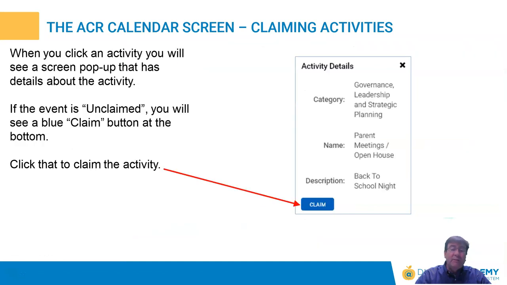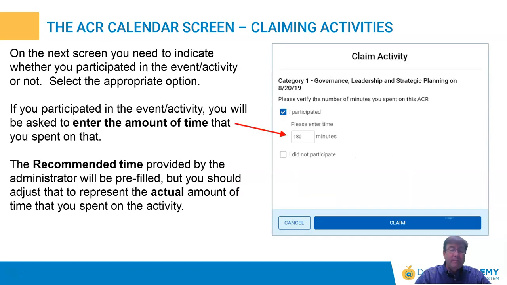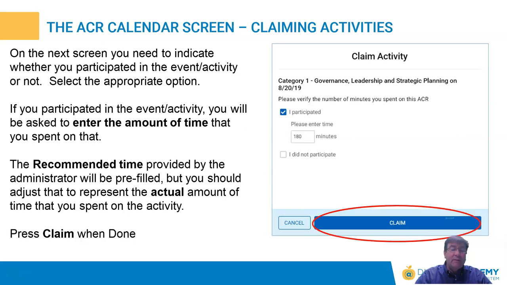To claim an activity, click on an unclaimed activity. You'll see a details screen pop up, and then you'll see a claim button. Go ahead and click the claim button. At that point, you need to indicate whether you participated in the event or whether you did not participate. If you did participate, you need to enter the amount of time in minutes that you spent on that event. By default, the time that the administrator enters shows up, but you should check that and make sure that it is the actual time you spent. When you're done, click the Claim button.